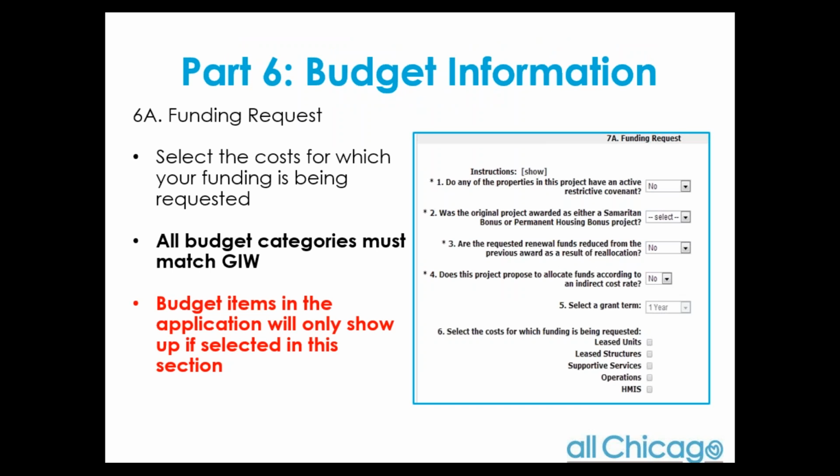Finally, Part 6 is your budget information. Generally what to remember here is that everything should match your GIW. So select the costs in those checkboxes for which your funding is being requested, so which budget categories: leased units, leased structures, supportive services, operations, HMIS. You'll only check the ones in which you have funding in the GIW in those categories. And then basically the rest of the budget section will show based on your selection here. So make sure that you're selecting the correct ones so that you get the appropriate pages to follow.